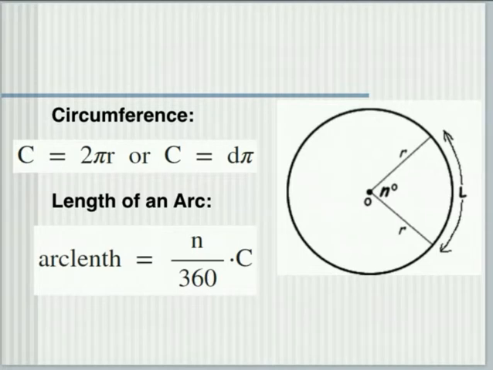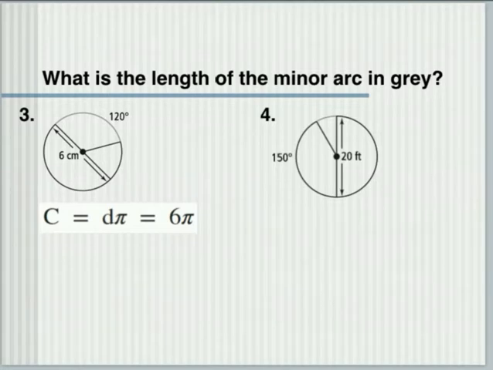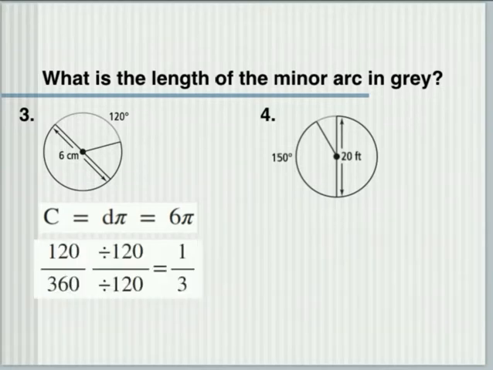Here's an example. First, step 1, calculate your circumference. For number 3, they're telling us the diameter, so I would use the circumference equals diameter times pi version of your circumference formula. Second, make your n over 360 fraction. They want the length of the minor arc in gray, so that would be 120 degrees over 360. 120 over 360 simplifies to 1/3.